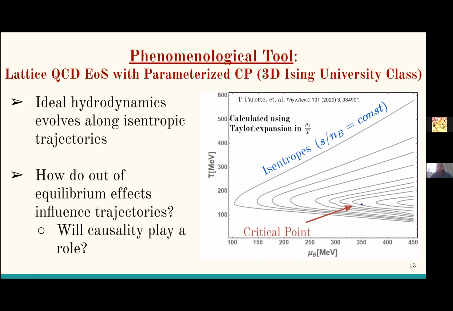The point is that ideal hydrodynamics will evolve you from start to finish along these isentropes of constant S over n_B. But now that we're going to be talking about out of equilibrium effects, we want to see how these trajectories will be influenced, what role causality will play, and what happens to the trajectories.